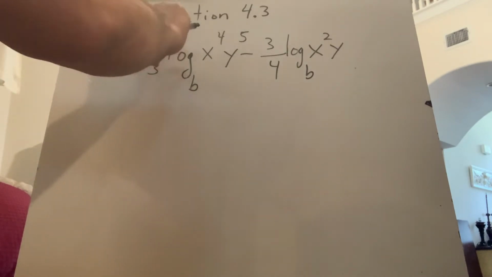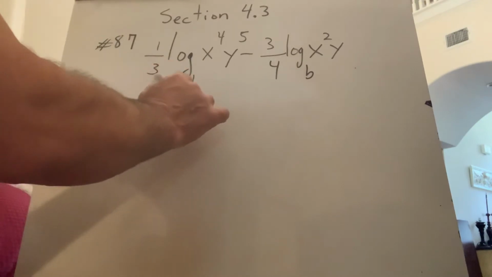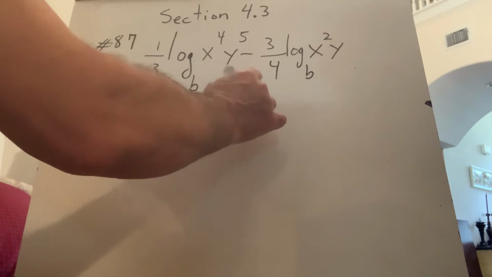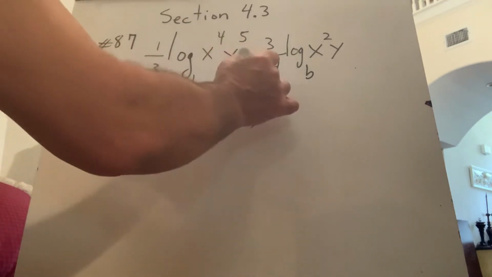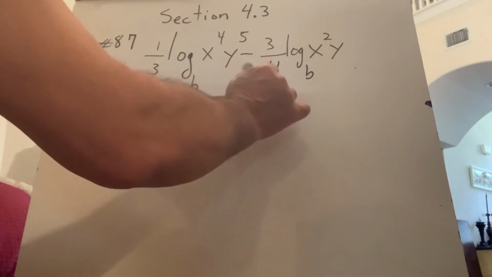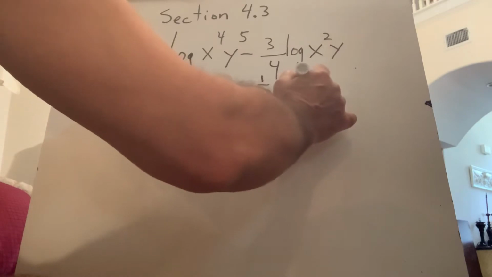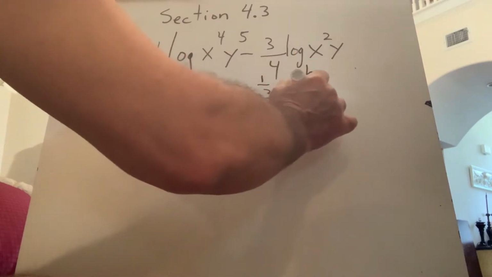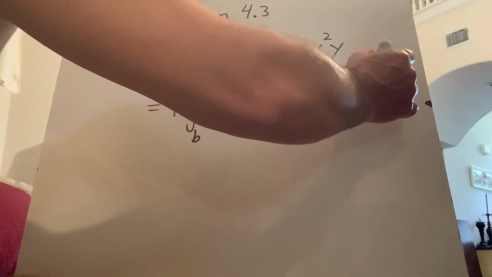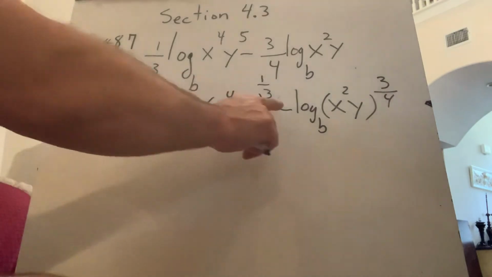We take this coefficient and make it a power, the exponent of our expression here. So it'll become log base b of x to the 4, y to the 5th, and then the whole thing raised to 1/3. Similarly, we're going to take 3/4 and make that a power by the power property. So that becomes log base b of x squared times y, raised to the 3/4. So now we have a difference.